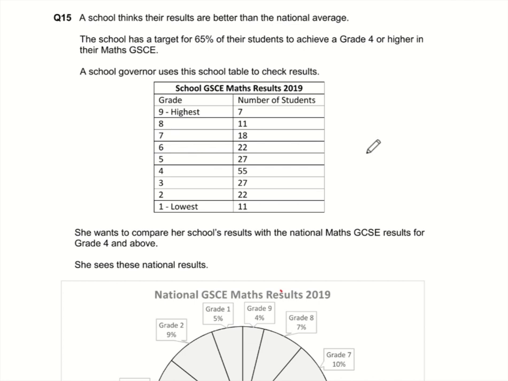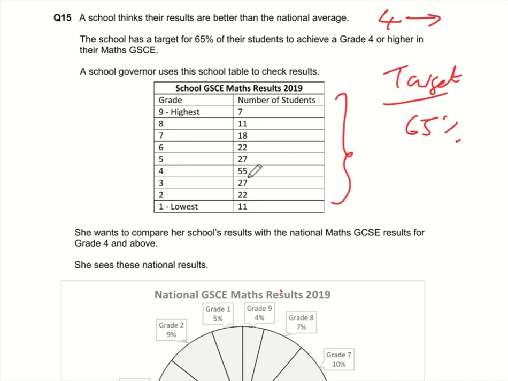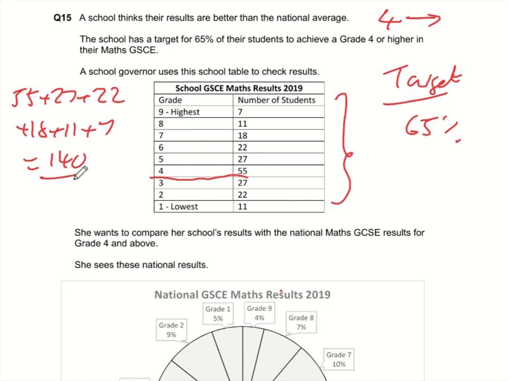We are comparing the school's data to the target, which was 65%, and the national average. Okay, and we're only interested in grade 4 and above. So how many were grade 4 or above? So that's going to be 55 plus 27 plus 22 plus 18 plus 11 plus 7. And that is 140.